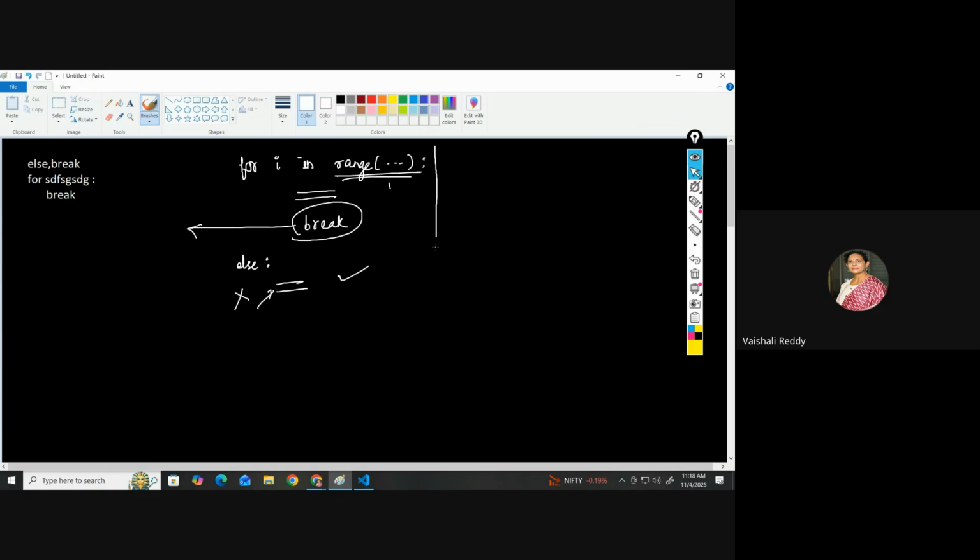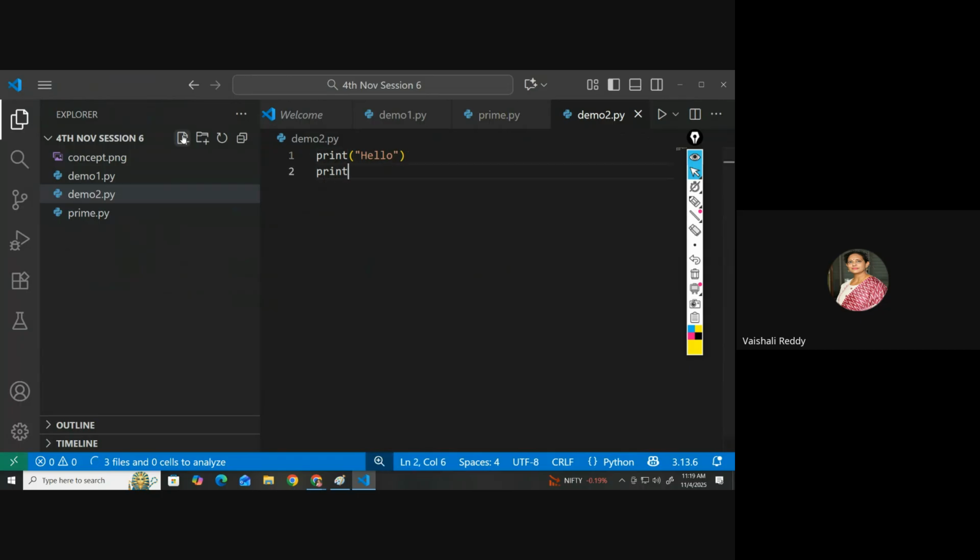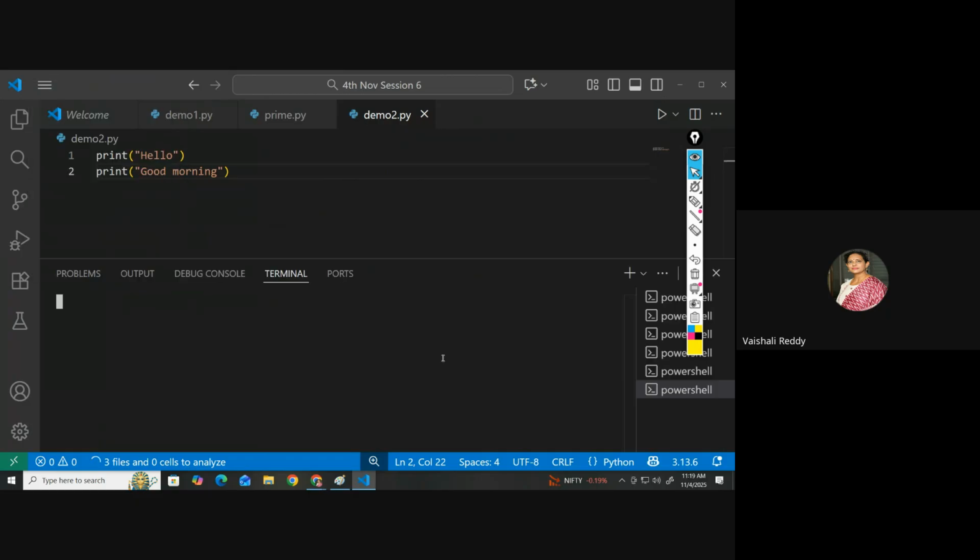Now, sometimes, let me give you an example. Let us say I have written here print, and I am writing here hello. After that, I am saying print good morning. So normally, when I run this program, I'm quite sure hello should be printed first, followed by good morning. So I'm saying python demo2.py.